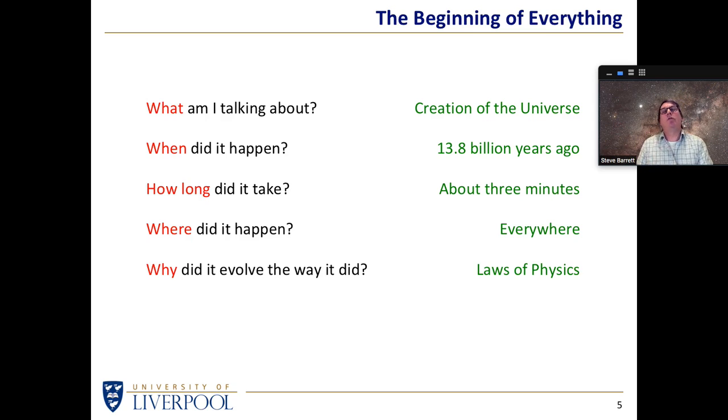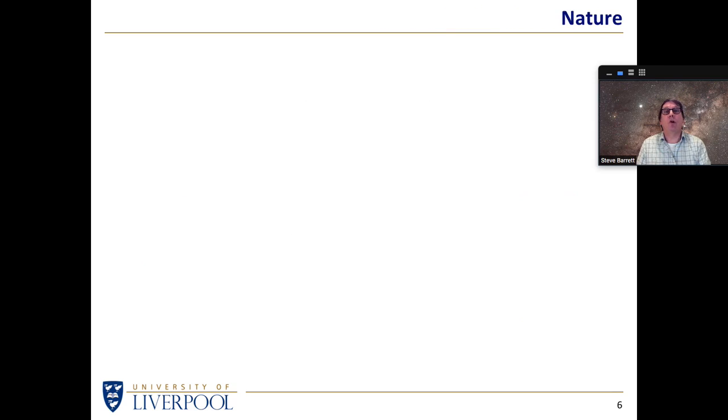Why did it evolve the way it did? Well, because of the laws of physics. And how do we know all this? Because of the laws of physics. You can tell that I'm a physicist, and I believe that the laws of physics basically answer everything. In this case, that gets us an awful long way. Let's just have a few general comments before we get stuck into it.